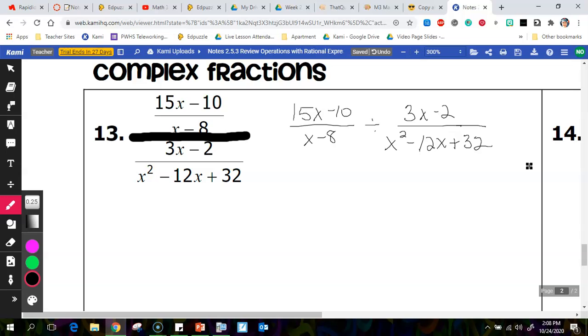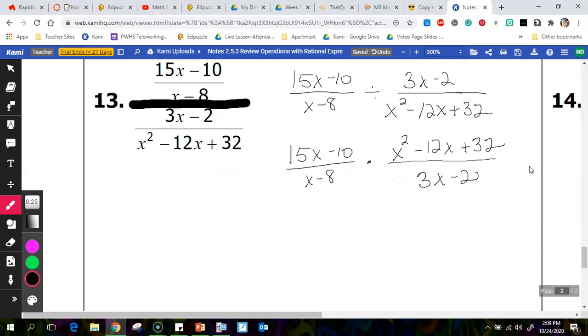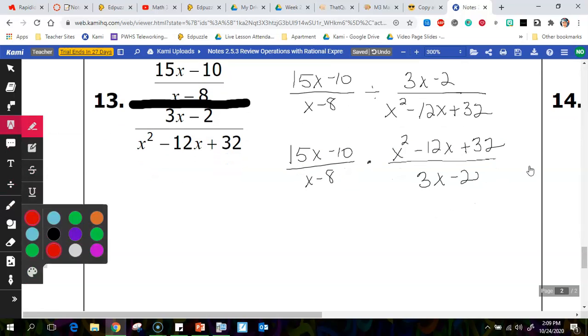Now I need to rewrite it as a multiplication problem. Don't do anything else except just rewrite it. Make that times and then flip the second fraction. I wrote that wrong. That should be minus 12. Next step is factor, if you can. Okay, let me color code these so you know which part I'm talking about, because the cursor doesn't point to anything when I'm working on this. That's why I color code everything.